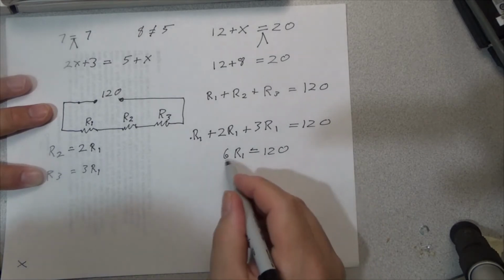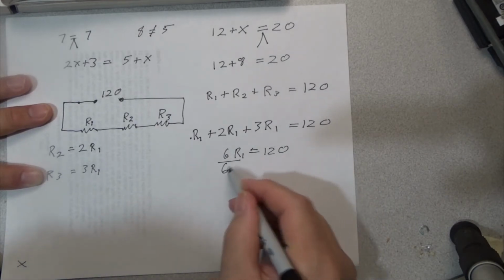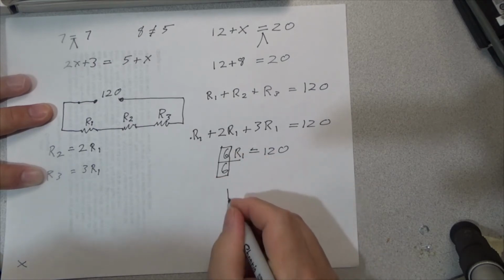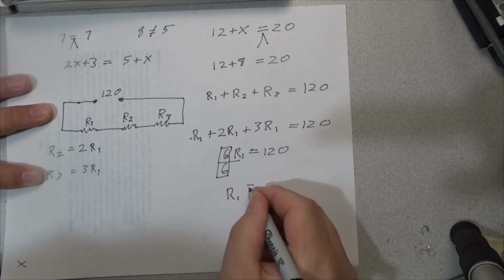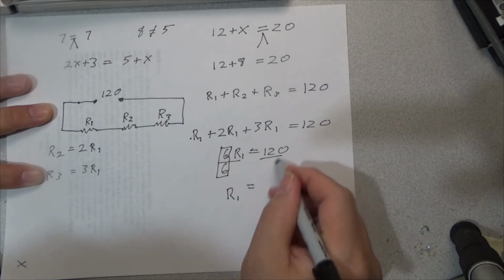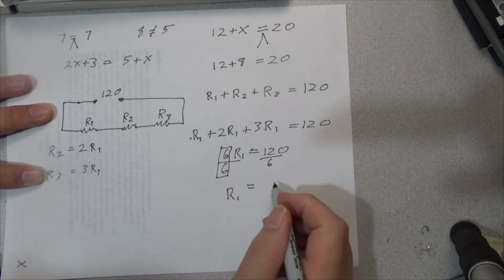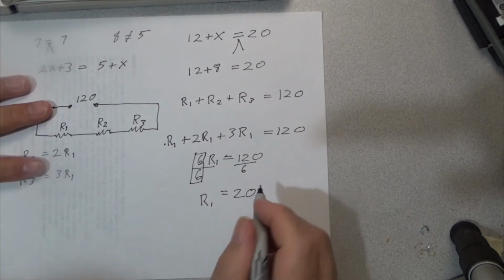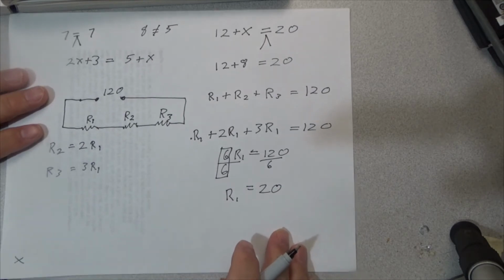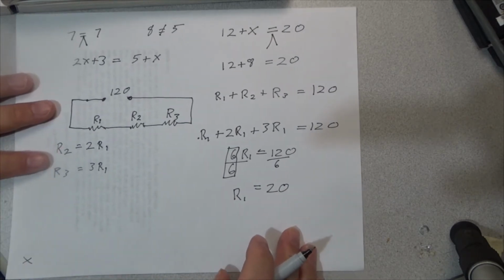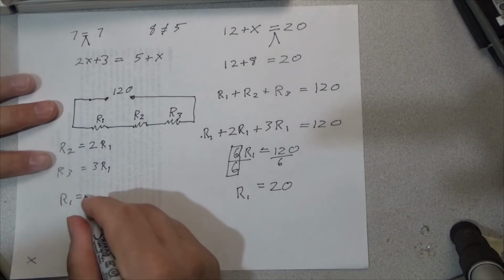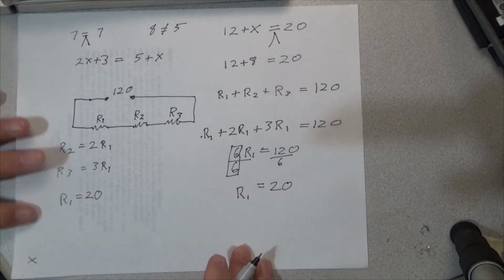So using algebra, we divide both sides by 6, and what that does is make this a 1. So now I have 1R1 on one side. What I've done to one side, I have to do to the other. Divide this side by 6, and that gives me 20. So the voltage across R1 is 20. So I can write R1 equals 20.